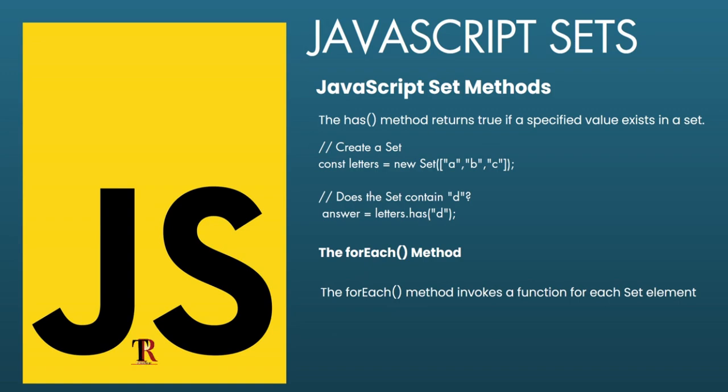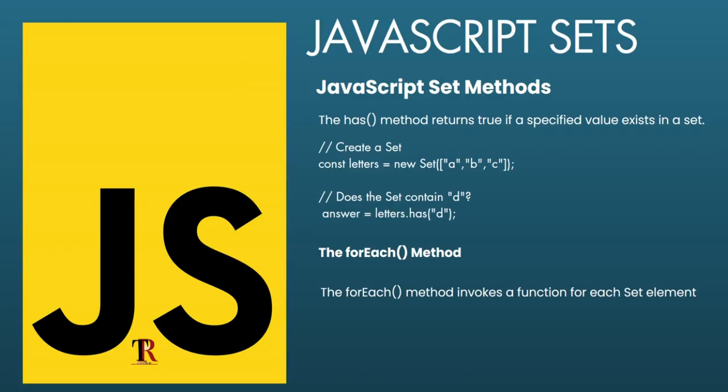So in the last lesson we started talking about set methods in JavaScript, and we talked about the has method and the forEach method of invoking a function on each set element, which we saw in the example that was given in that lesson. And then we saw how the has method helps to identify if a specified value is contained in a set. So these are the methods of working with sets in JavaScript that we discussed in the last lesson.